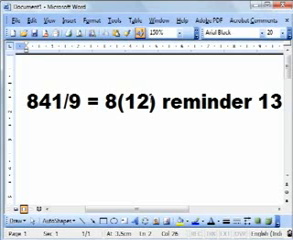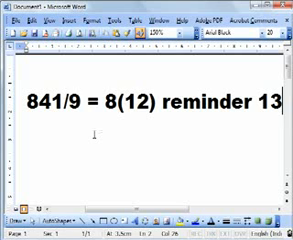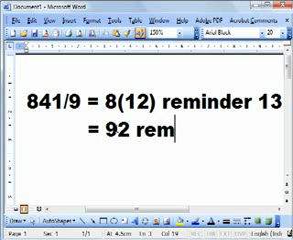So here you can notice that the addition results in two digits. The same rule that we have seen while multiplying a two-digit number by 11 can be applied here. So I will just add 1 to this 8. So the answer will be 92 instead of 812. Okay, and the remainder is 13.